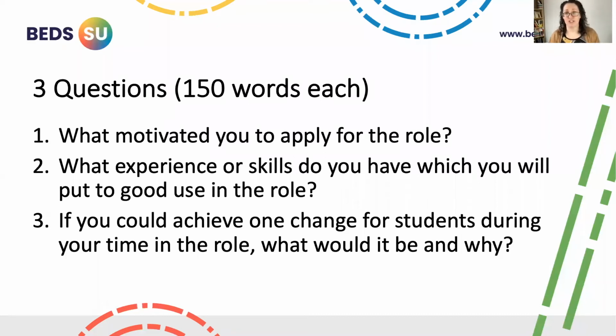So your 3 questions that you will have 150 words for each of these are as follows. What motivated you to apply for the role? What experience or skills do you have which you will put to good use in the role? And if you could achieve one change for students during your time in the role, what would it be and why? So just 150 words on each of those. So you're going to have to keep it succinct.